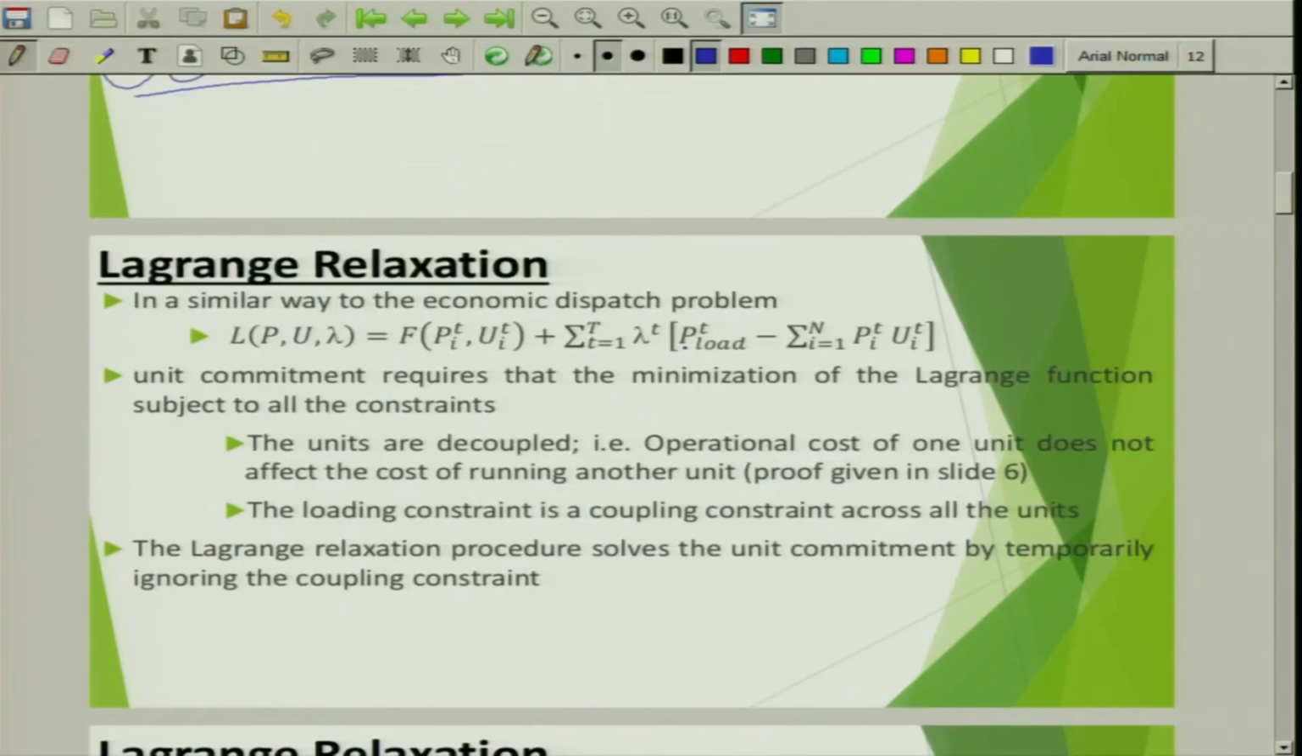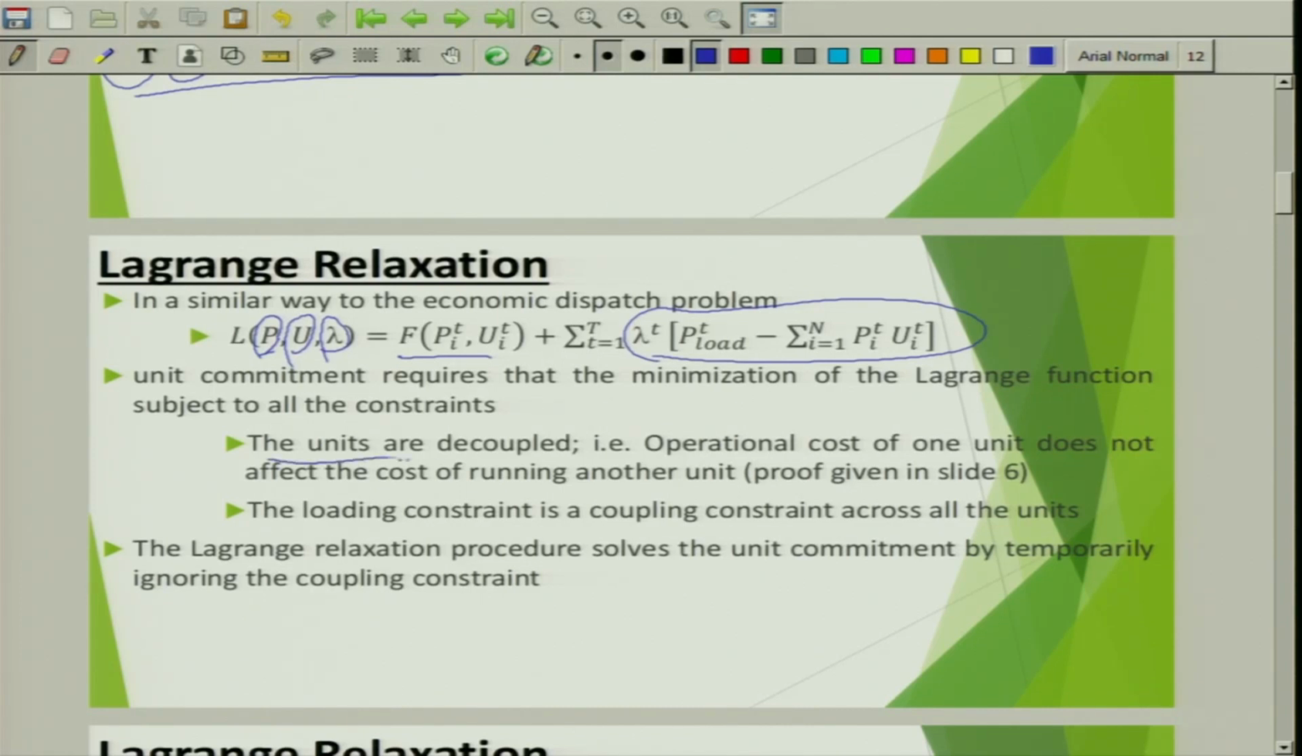Now you can see here you have three variables. The first variable is the set of generators P, then their operating states, whether turned on or turned off, and then the Lagrangian multiplier. In the previous constrained optimization you just had P and lambda, U was not there. So now this is the objective function, cost minimization subject to the constraint. Unit commitment requires the minimization of the Lagrangian function subject to all the constraints. That is the objective anyway. In any optimization function, the objective is to minimize the cost while meeting the constraint.